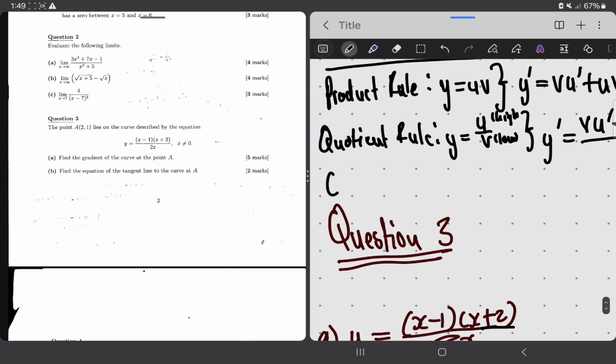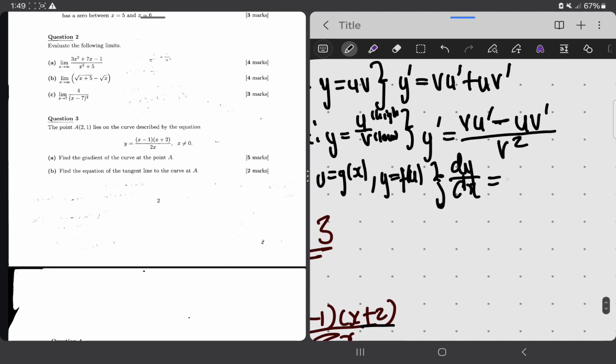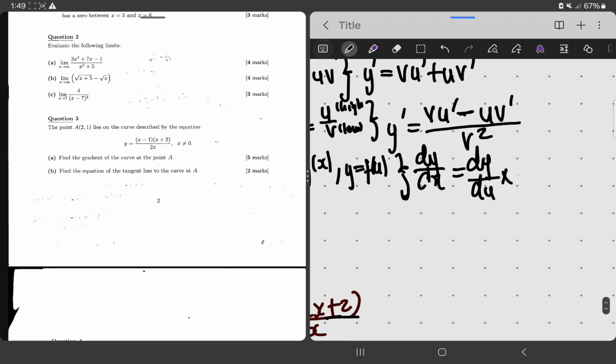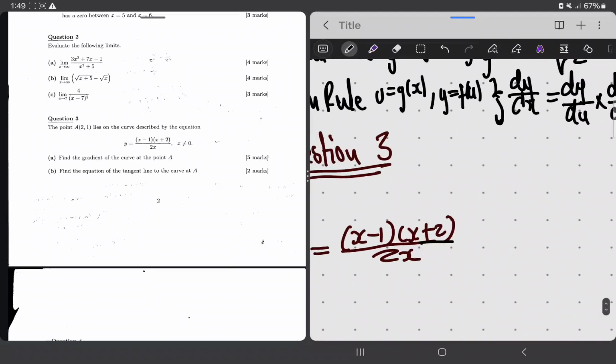Then for our chain rule, we have u as a function of x, and y as a function of u. When we want dy/dx, y was a function of u, so we have dy/du, the derivative of y with respect to u. Then u is in terms of x, so we multiply by du/dx, the derivative of u with respect to x. This is your chain rule.